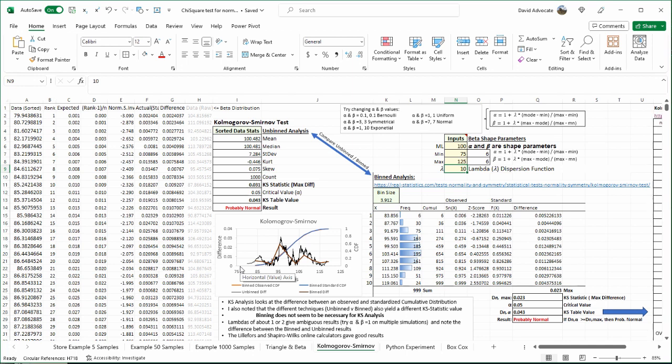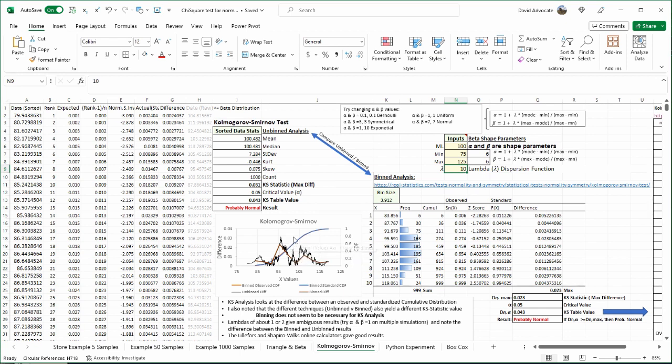In this worksheet, we'll look at the Kolmogorov-Smirnov normality test. This test is much easier to execute in Excel than the chi-squared test, and can be done in either an unbinned analysis or a binned analysis. We will compare both of these techniques in this worksheet. The Kolmogorov-Smirnov test, or KS test for short, basically looks at the difference between the cumulative distribution function for a normal distribution and the cumulative distribution function for the distribution that you're evaluating. And the KS statistic is the maximum difference between these.